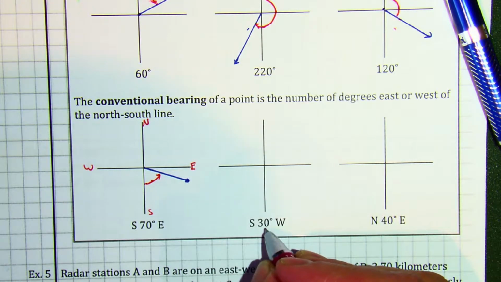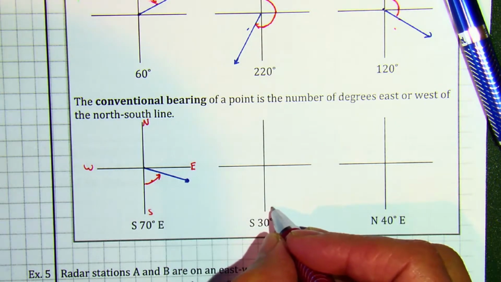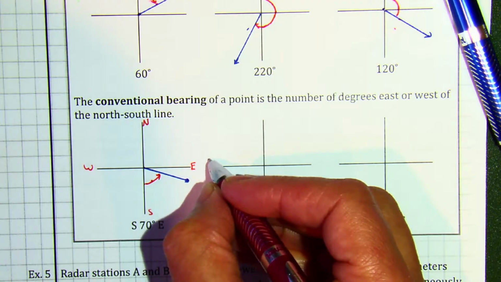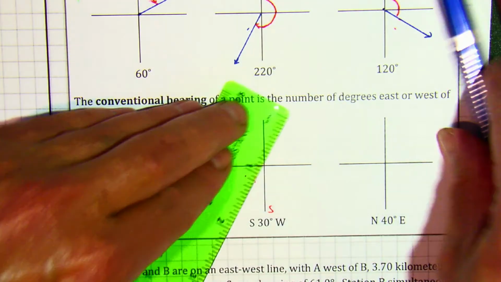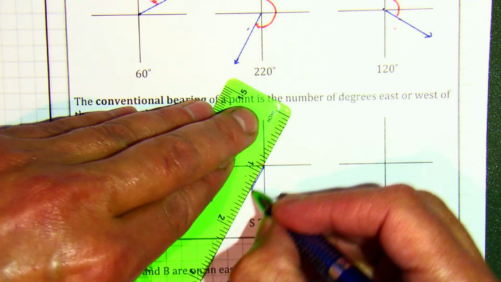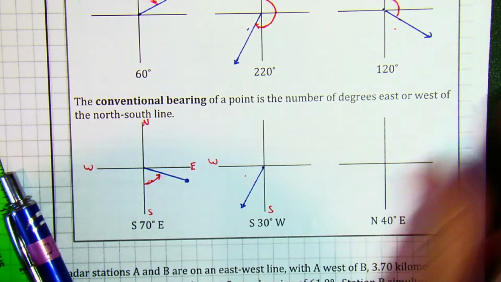South, 30 west. We're going to start from the south and we're going to go towards the west, 30 degrees. So it'll be 30, 60. So it'll be in this direction here.